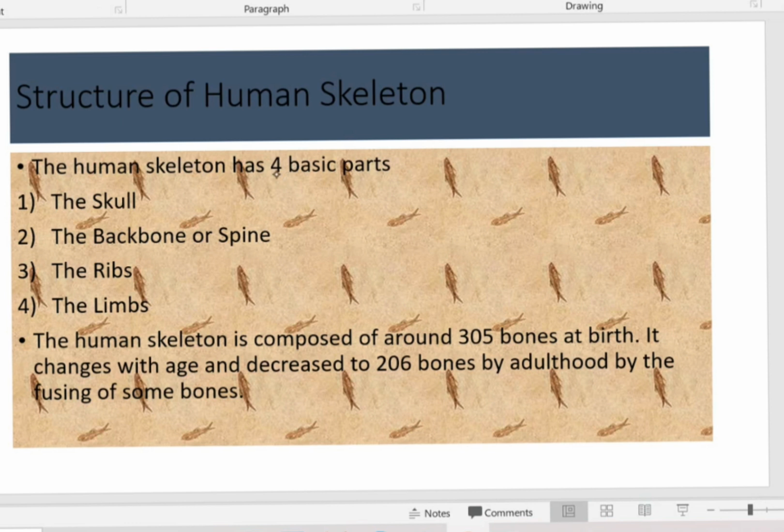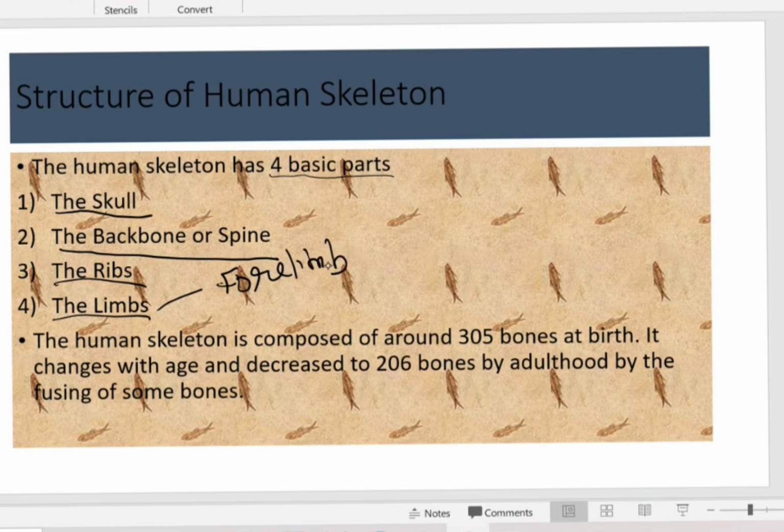So what are the four main parts of your human skeleton? There are four main parts. The first one is the skull. The second one is the backbone or spine. The third one is the ribs. And the fourth one is the limbs, in which forelimbs and hind limbs come. In the case of birds, the forelimbs are modified into the form of wings, which help in flying.